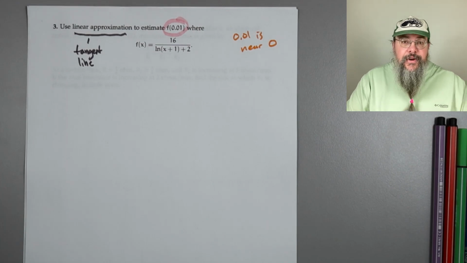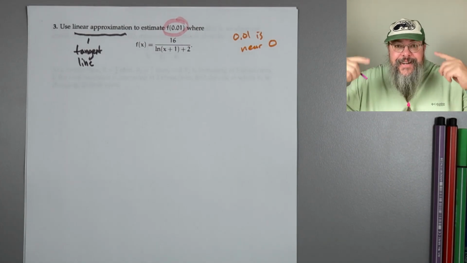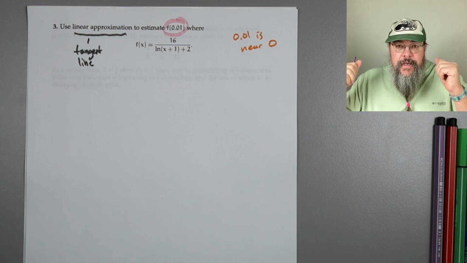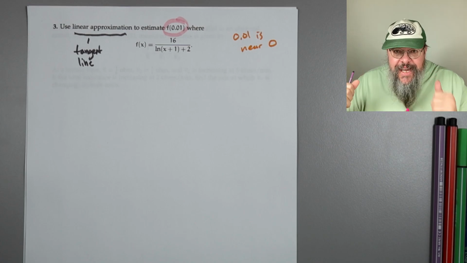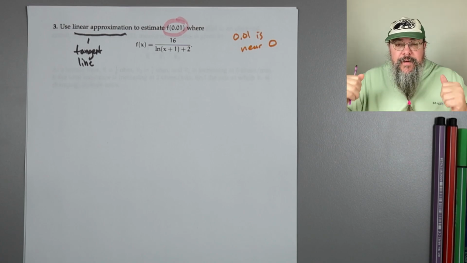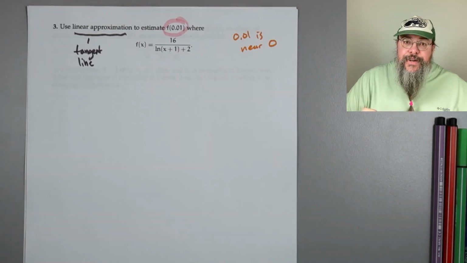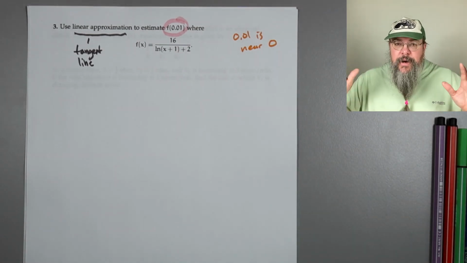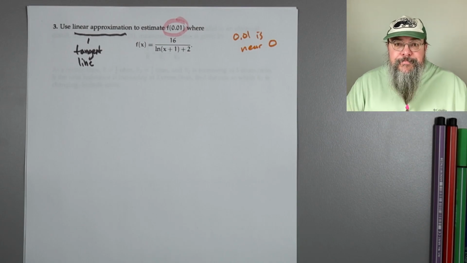All right, so the idea is we're going to take the derivative at 0 and get that slope. That gives us our tangent line at 0. And once we have our tangent line at 0, plug in 0.01. Whatever comes out, that's our approximation. Bob's our uncle. Life is good.